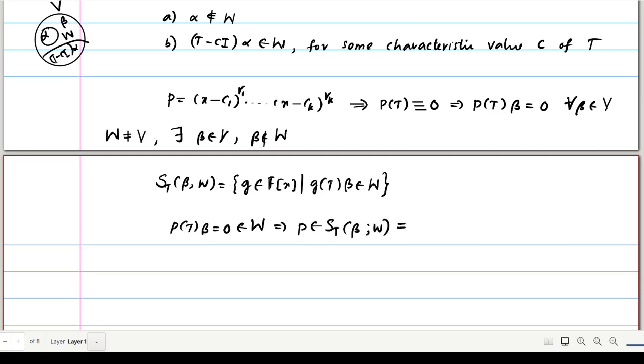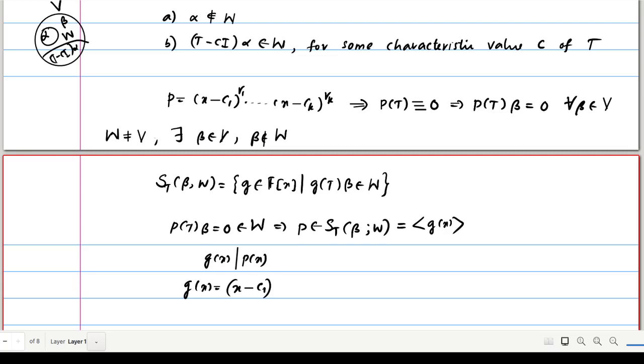We assume that this is generated by the polynomial g(x). Then every element of this S(beta; W) is a multiple of g(x). g(x) is the monic generator for this ideal. So if p is an element of this set, g divides p. That means g(x) divides p(x), so g(x) takes the form (x - c1) raised to some power, since g(x) should be a polynomial which divides this p.